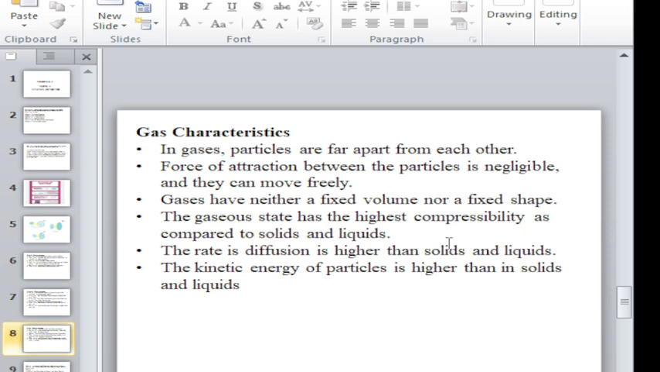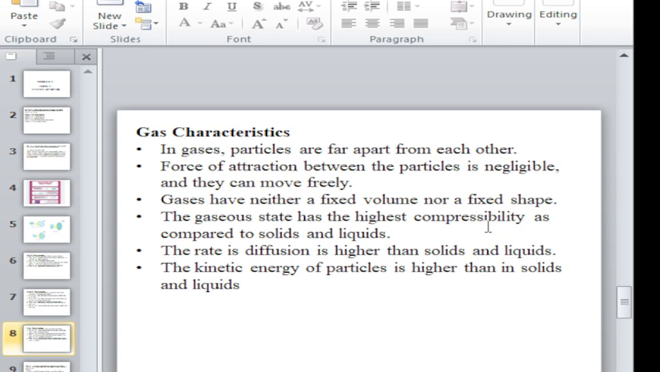3. Characteristics of gases. 1. In gases, the particles are far apart from each other. 2. The force of attraction between particles is negligible and they can move freely. 3. Gases have neither fixed volume nor fixed shape.